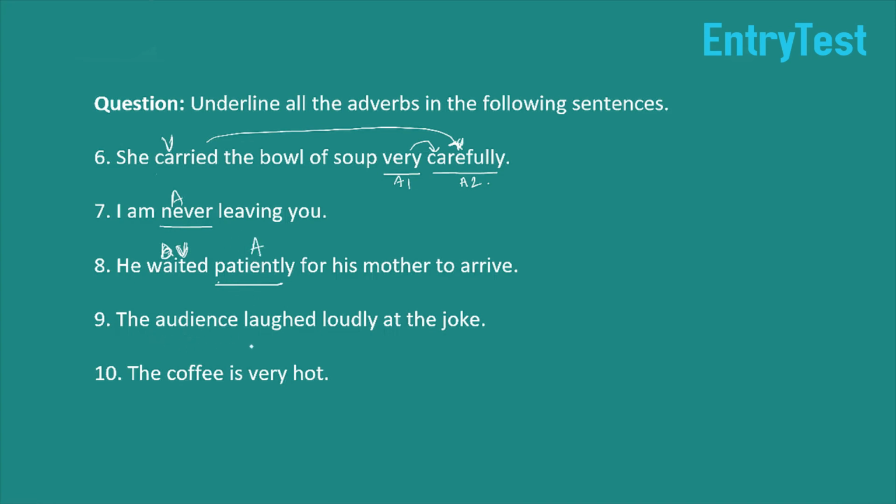Next, the audience laughed loudly at the joke. This is a very easy one. What is the action happening? The audience is laughing, and how are they laughing? They are laughing loudly. So loudly is my adverb.